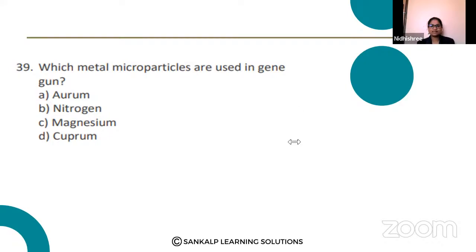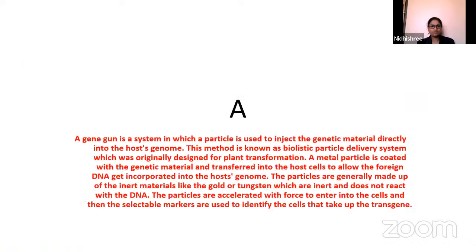Why are others not answering? You say it is an easy question, but if you do not answer easy questions, what will you answer in tough questions? Attempt the easy one. Just attempt at least. Okay, Ramya, option A. Option A is the right answer. Aurum is also called gold.